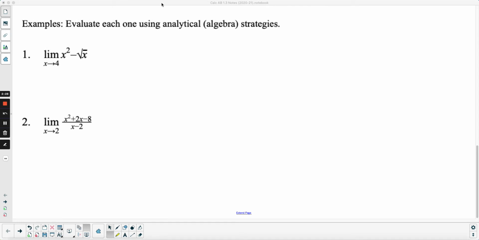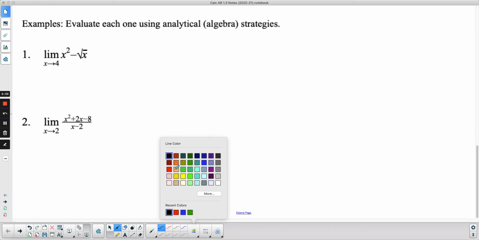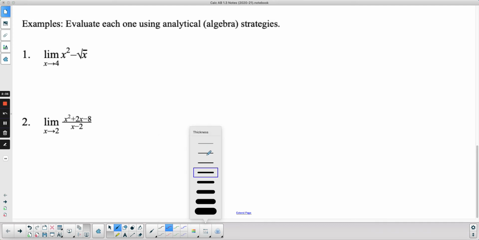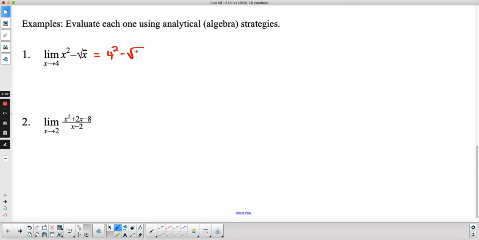All right, so let's take a look here. First thing you always want to try and do is directly substitute and double check that doesn't work first. So for this first one, the limit of x squared minus square root of x as x approaches 4, we're just going to try and substitute it in. So 4 squared minus square root of 4 equals 16 minus 2, which is 14. All right, so that ended up working out. It was all good.